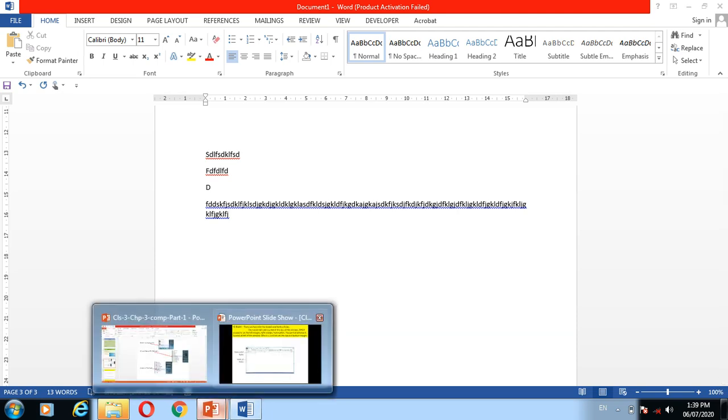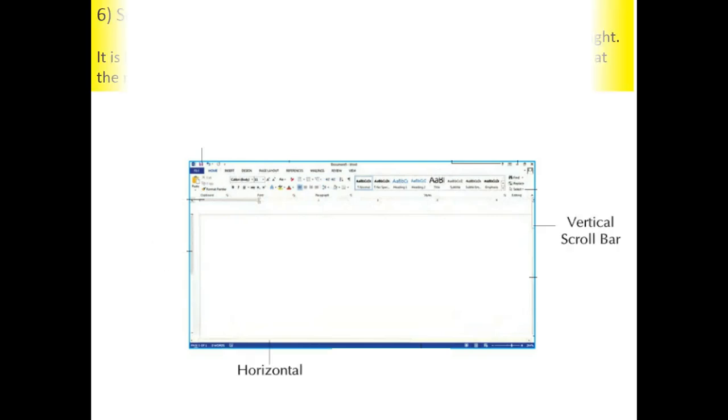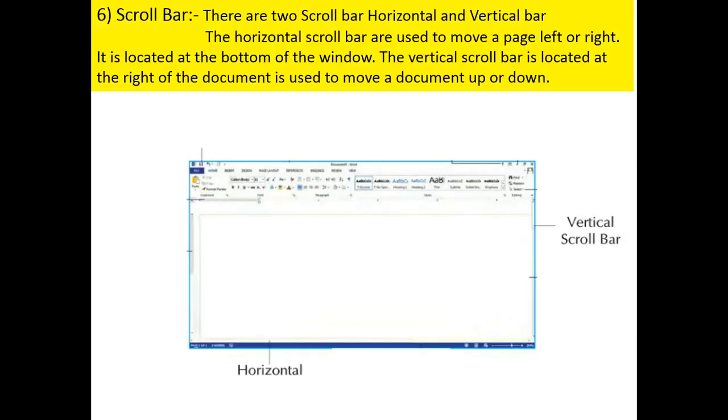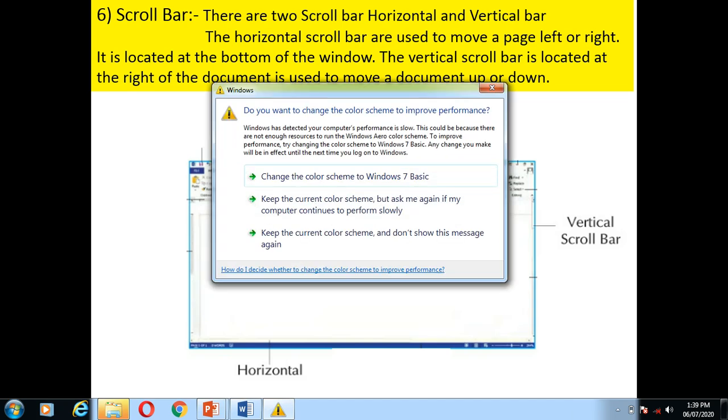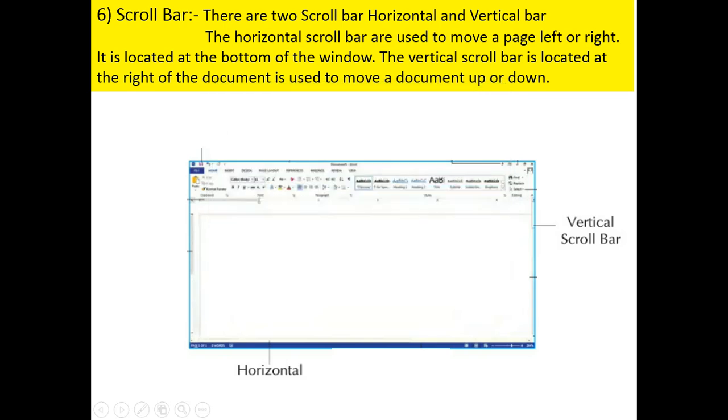Now next, scroll bar. What is the scroll bar doing? There are 2 types of scroll bar, horizontal and vertical scroll bar. The horizontal scroll bar is used to move the page left to right, and the vertical scroll bar is used to move the page up and down.